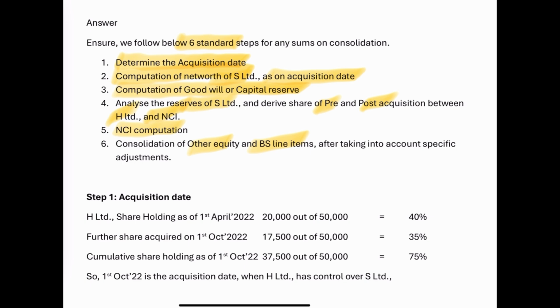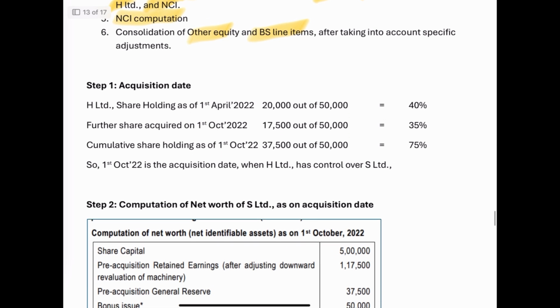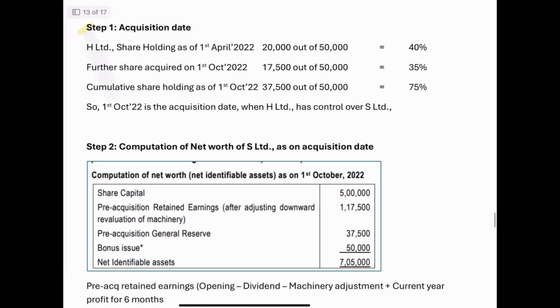Okay, so first in this example we'll go through step 1, being the determination of the acquisition date. In this case, H Limited has invested in S Limited. As of 1st April 2022, they had 20,000 shares out of 50,000 shares, which is only 40%. As per IND AS 110, if the holding company holds more than 50% of shares, then only is there a consolidation requirement. If they hold less than 50%, there is no need for consolidation.